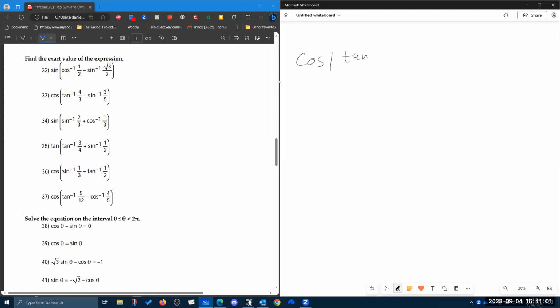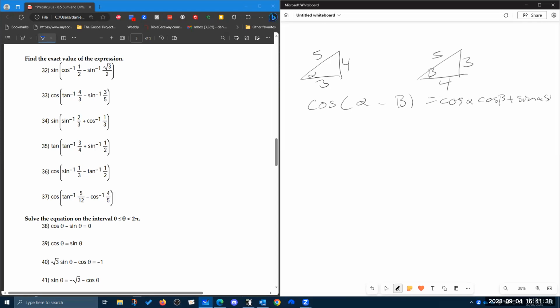Cosine of alpha minus beta, where beta is arctangent of 4/3. So we're in quadrant 1, 4, 3. There's alpha. Sine is 3, 5, and that's 4 for beta. We want cosine of alpha minus beta, which is cosine alpha cosine beta plus sine alpha sine beta. That is going to be 3 over 5 times 4 over 5 plus 4 over 5 times 3 over 5, which is 12 plus 12 over 25, or 24 over 25.